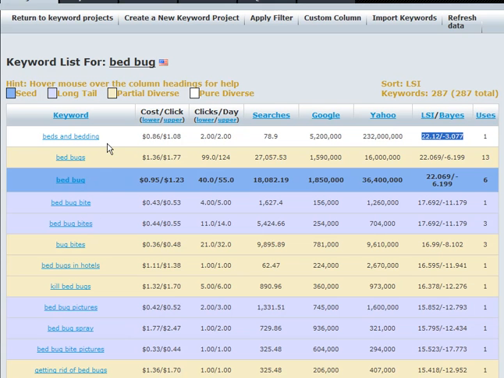Pure diverse comes to the top because it contains none of the words contained in the main theme, but it is also very, very highly relevant, and that's important to know. Beds and bedding are obviously going to be very much tied to bedbug because this is one of the main issues. I'm going to show you something even cooler though.